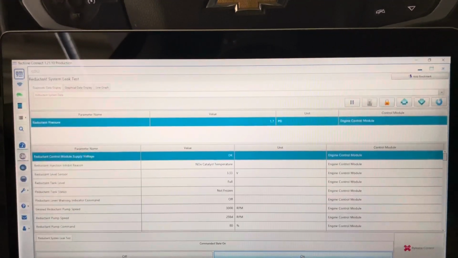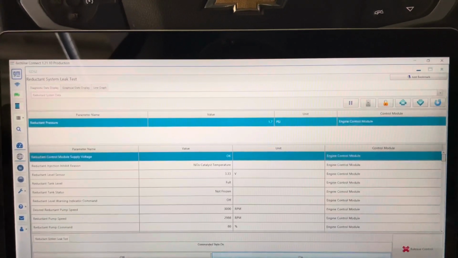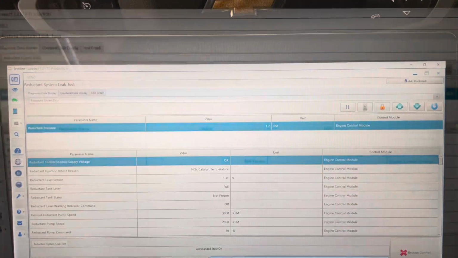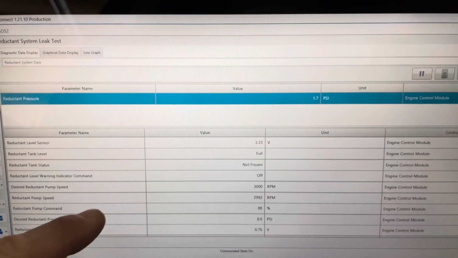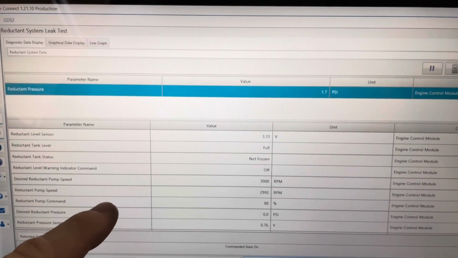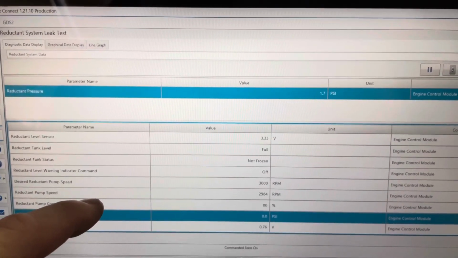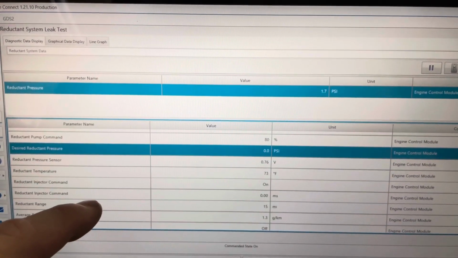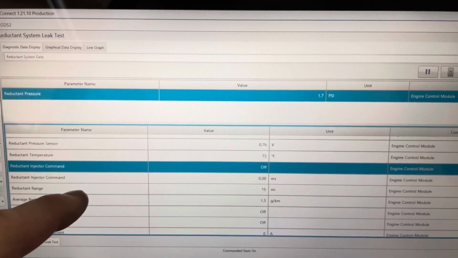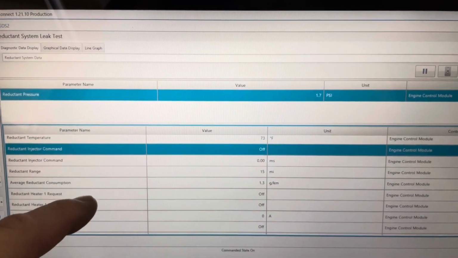Or maybe I did something wrong. Maybe I screwed up. I don't think that's the case, but maybe it's a faulty pump. Well, if you take a look there, it says desired reductant pump speed, actual pump speed, desired pump pressure is 0. So maybe that's something that it's intentionally doing. Reductant injector command, so it's on off, so it may just be doing a purge cycle before it builds pressure.